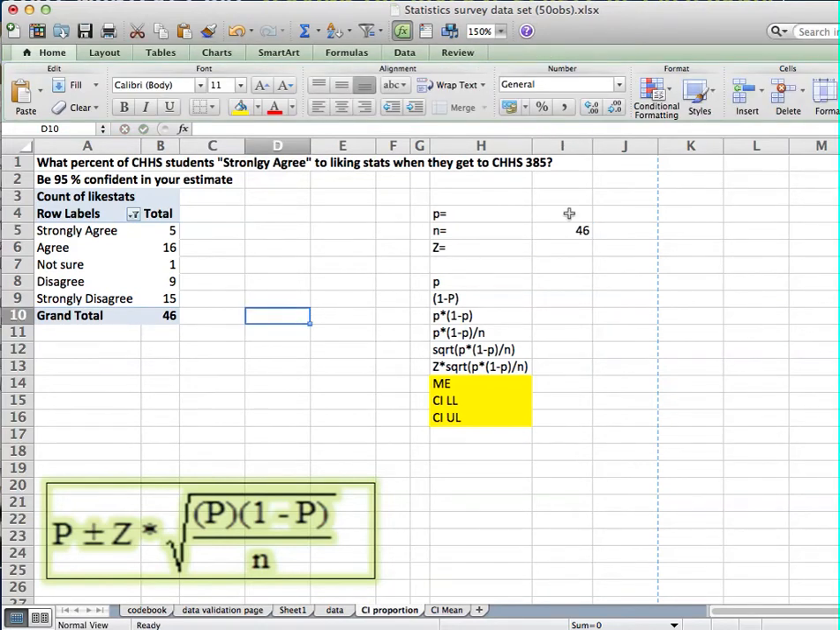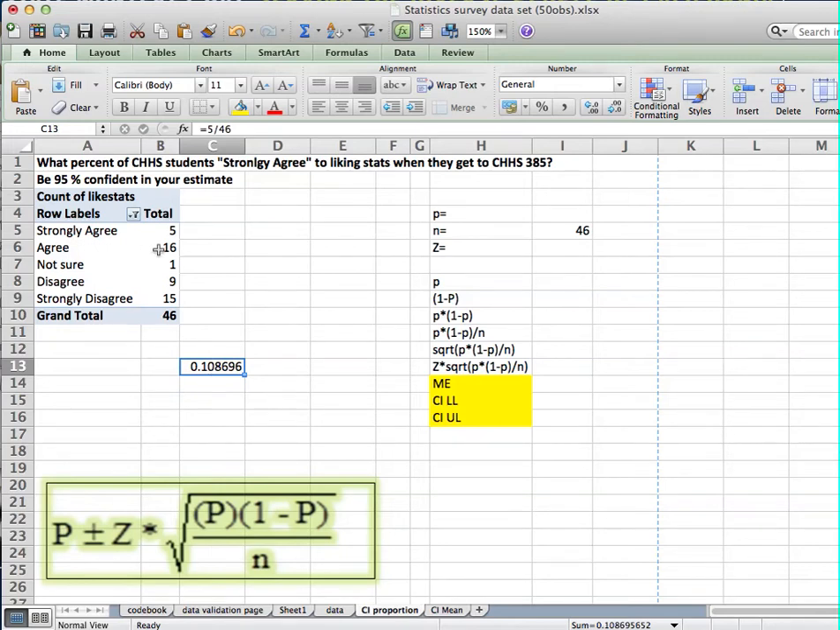Now, what is the sample proportion of students who strongly agree? Well, there are 2 ways to calculate that. We can calculate it by hand by dividing 5 by the sample size, 5 by 46, and that gives us the sample proportion of 0.11.